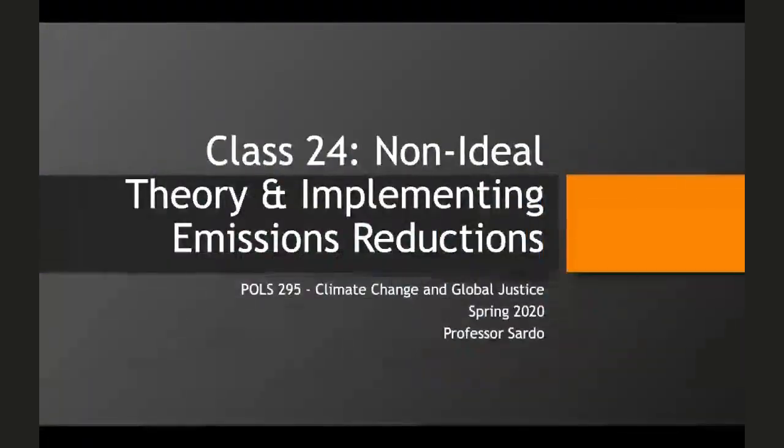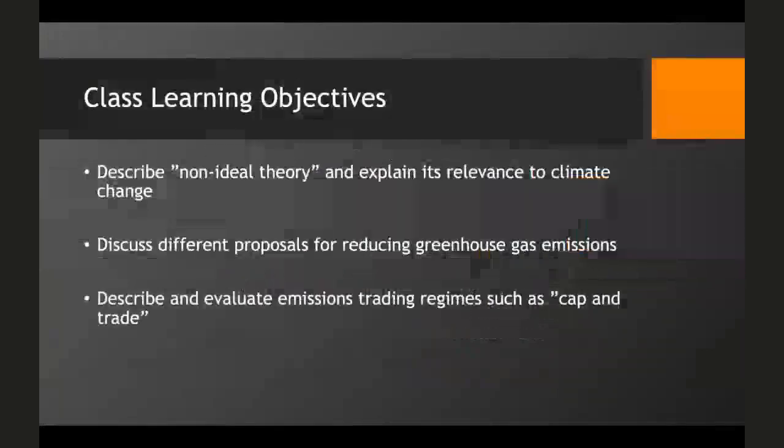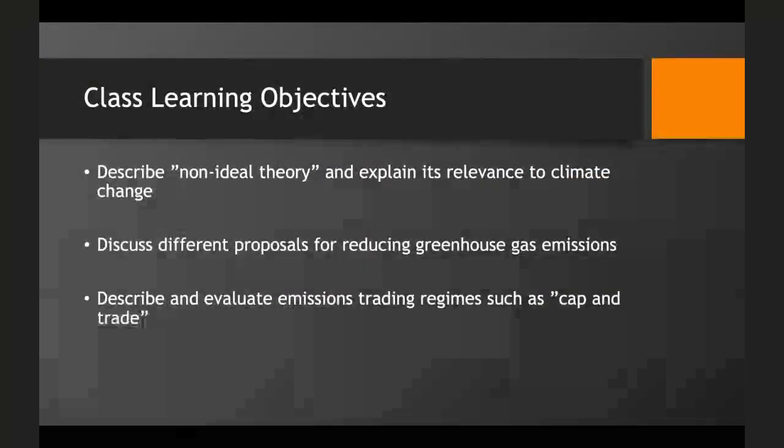Okay, so we're going to be talking both about non-ideal theory, what happens when we try to apply moral standards in the real world, and also different policy proposals for actually reducing greenhouse gas emissions. So how are we actually going to implement these standards of justice in the real world? So what do I mean by non-ideal theory?